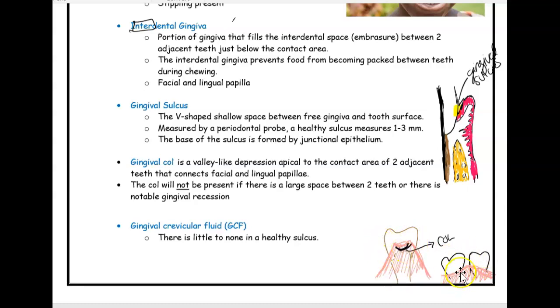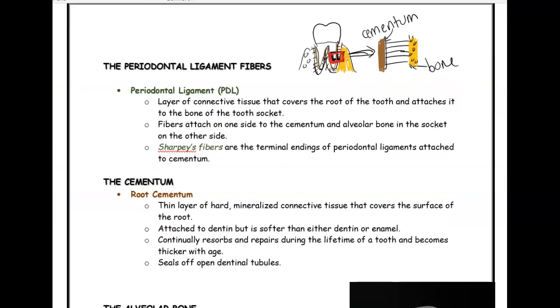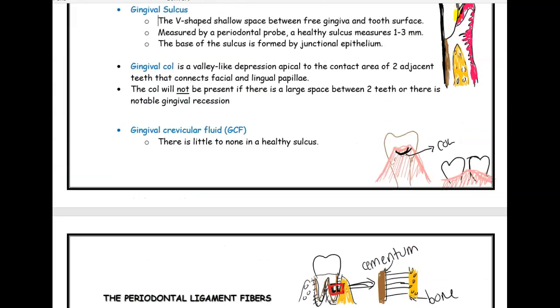So here we see two teeth that are fairly close together. Let me see if I can draw them a little bit closer together. Let's go back. Okay, so we have one tooth over here and another tooth over here. So here the two teeth are touching. And if you had to go to a cross section of the gum over here, it would have a valley-like depression, and that is known as your col.